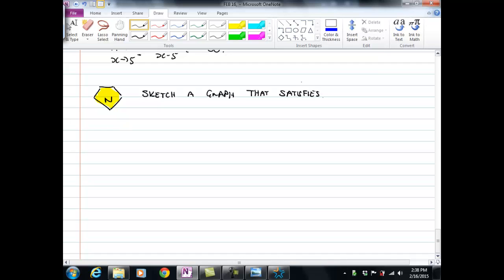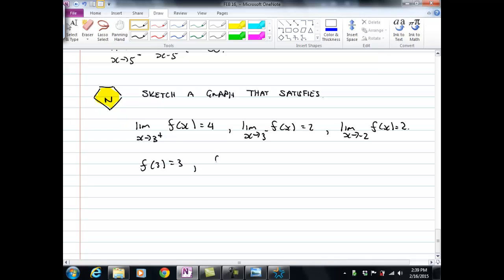Satisfies this condition. The limit as x approaches 3 from the right of f of x equals 4. The limit as x approaches 3 from the left of f of x equals 2. The limit as x approaches negative 2 of f of x equals 2. F of 3 equals 3. F of negative 2 equals 1.